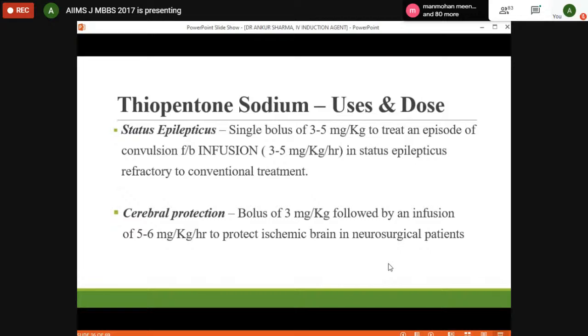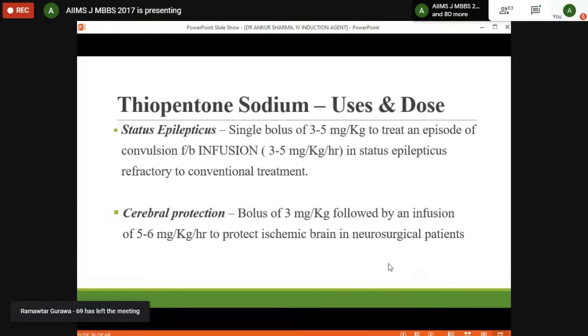What are the uses of thiopentone apart from anesthesia? It can be used in status epilepticus, a single bolus of 3 to 5 mg per kg to treat an episode of convulsion. It should be used in status epilepticus which is refractory to conventional treatment. The drug of choice for status epilepticus is lorazepam. Okay, but if the seizures are refractory, not controlled by the benzodiazepine, we can use thiopentone sodium.